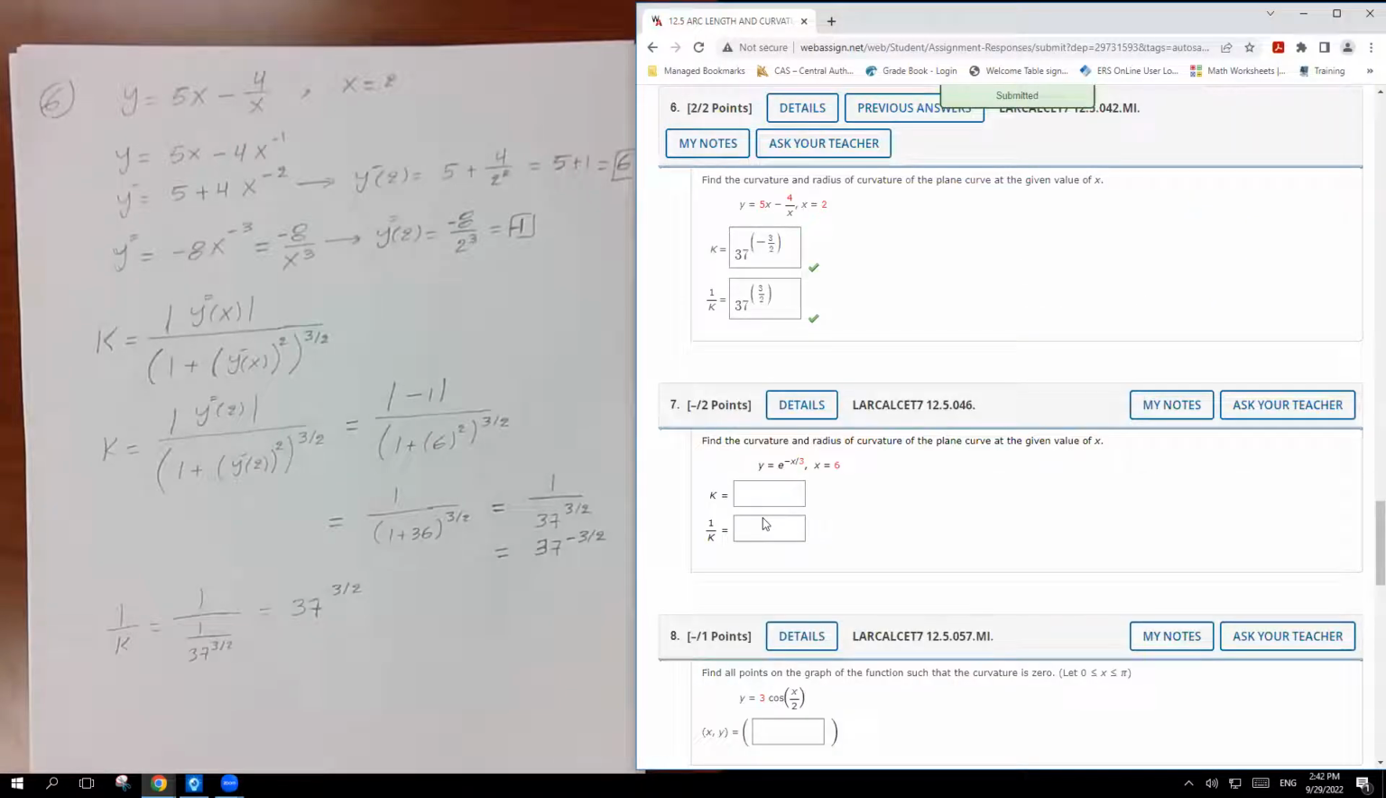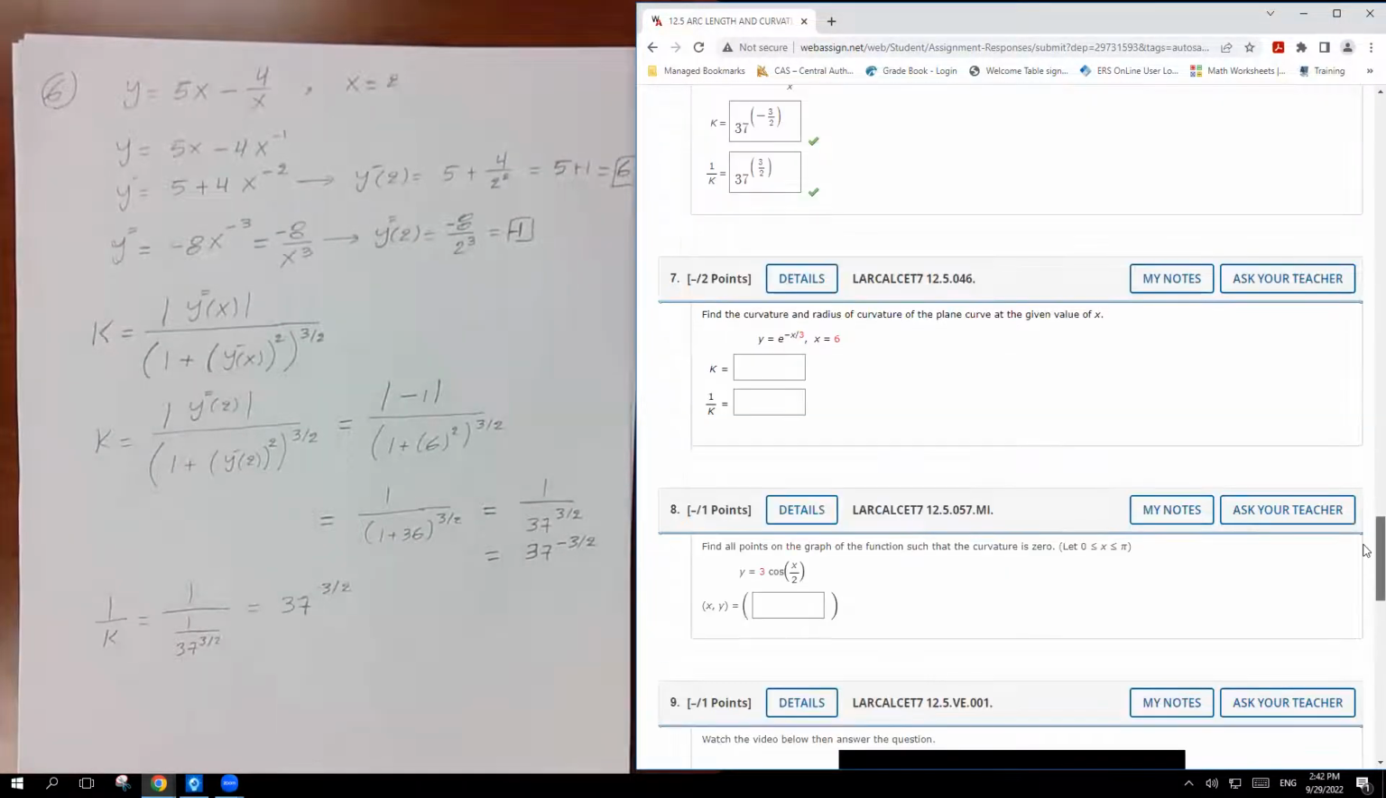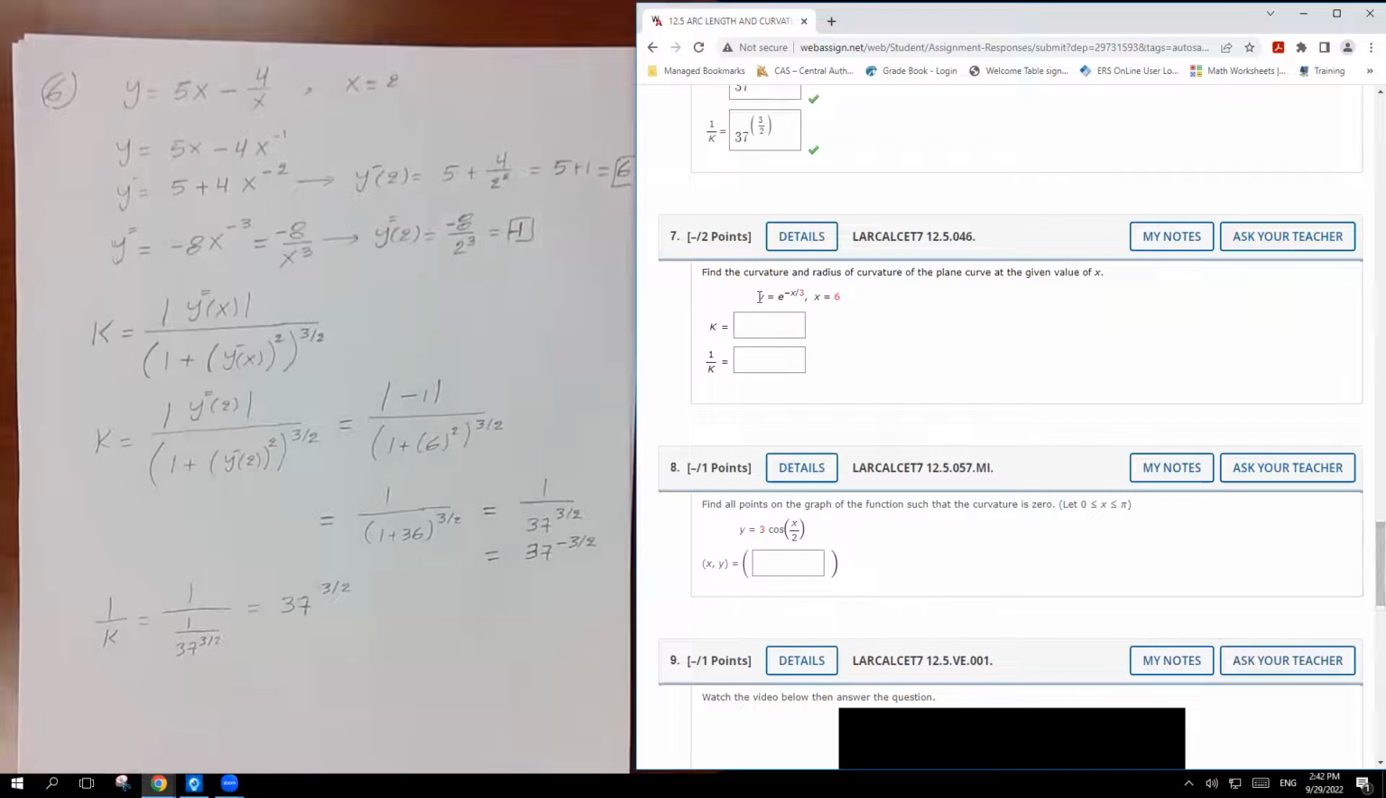There we go. That's it. You don't have to simplify it, just keep it like this. Next example, we're going to do exactly the same thing, but be careful. We have this function when x equals 6. So let's check how we're gonna solve example 7.